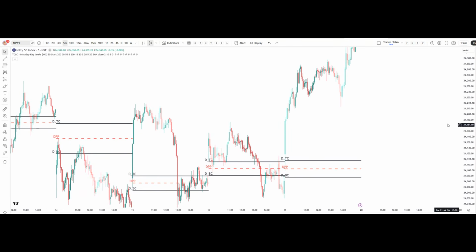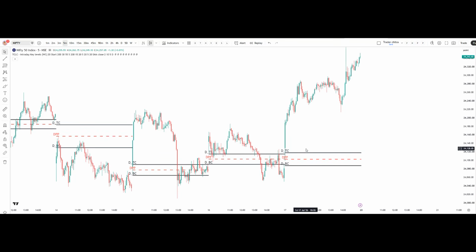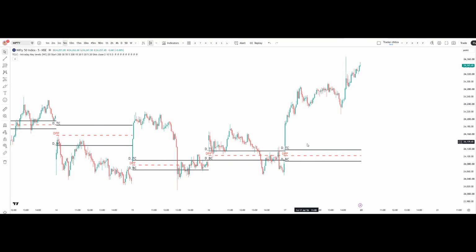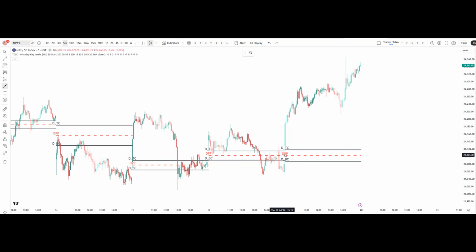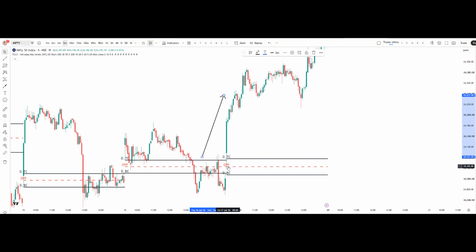Okay, so now if it is a same day CPR, how do you have to enter into the trade? The CPR breakout we got here. Here we can see this is the CPR breakout. The first candle itself took support at the pivot point. This is the pivot point and this is the TC. So price took support at the pivot level and we got a breakout above this CPR.